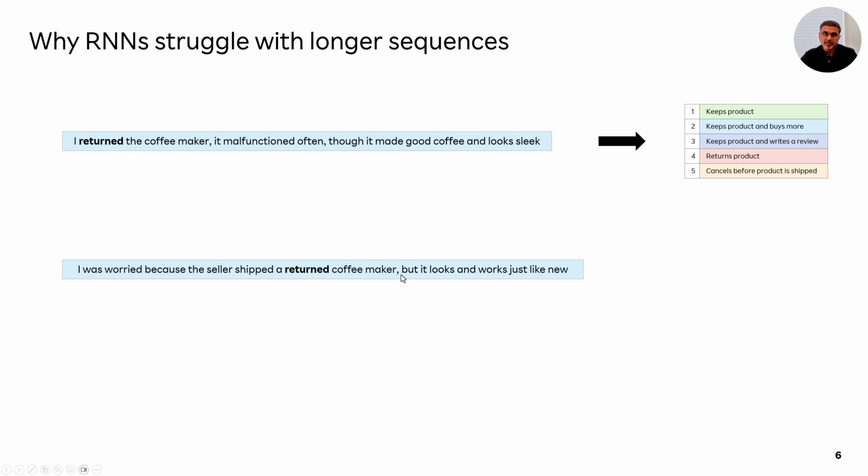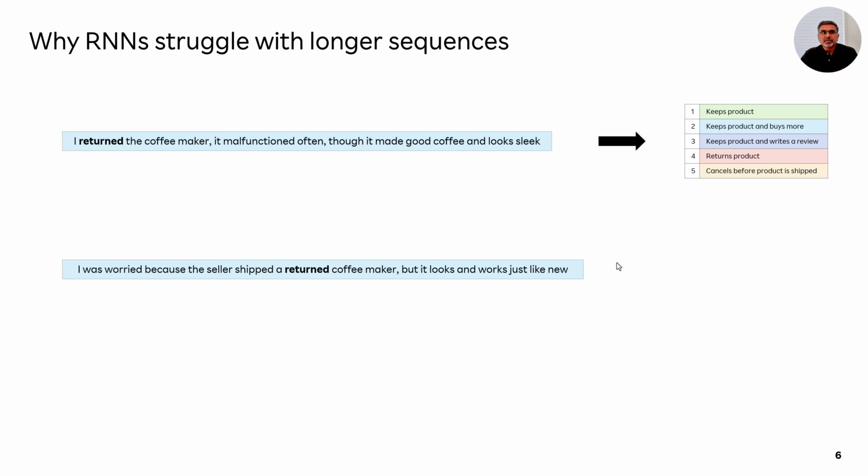shipped a returned coffee maker, but it looks and works just like new." If you were to use a keyword-based matcher, you would essentially look at the word "returned" and say, oh, maybe the user actually returned this product. So just based on keywords, you cannot determine the sentiment and you cannot classify.